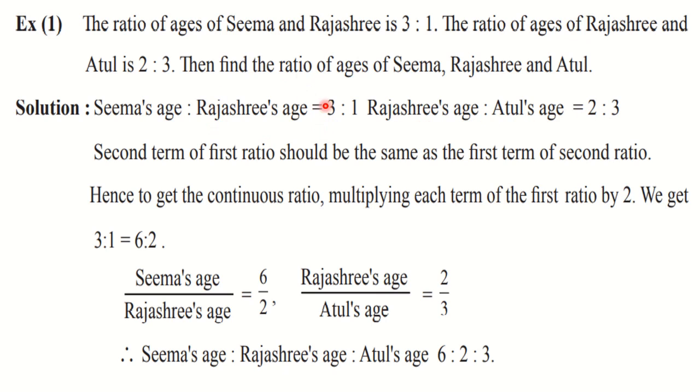You will find that Rajeshri is common in both these two ratios. The second term of the first ratio and the first term of the second ratio are for the same person. So if we want to compare the ages of these three people, we have to make these terms the same. That means the second term of the first ratio and the first term of the second ratio should be the same. Here it is 3 is to 1, so here it is 1 and here it is 2.